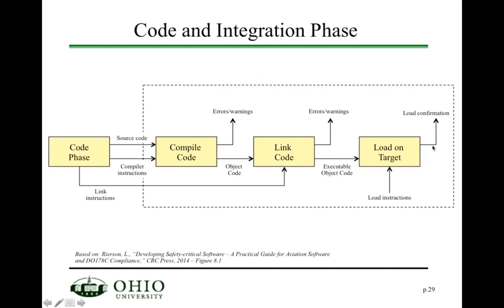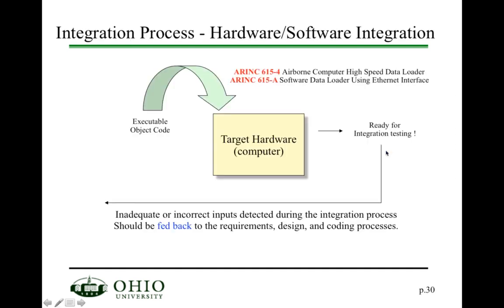So you take the executable code and you load it on your target. For this actual loading, there are some specific ARINC standards, ARINC 615-4 and A, that really talk about how this loading process takes place. Loading on the target is needed for two things. Of course, for the end product, it needs to be loaded on the target hardware, but also during test cases, where you perform hardware-software integration testing, you need to run it on the target hardware as well.